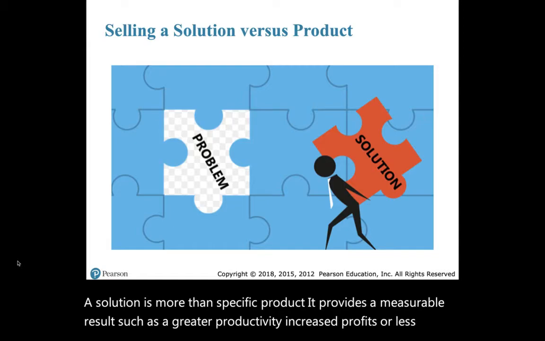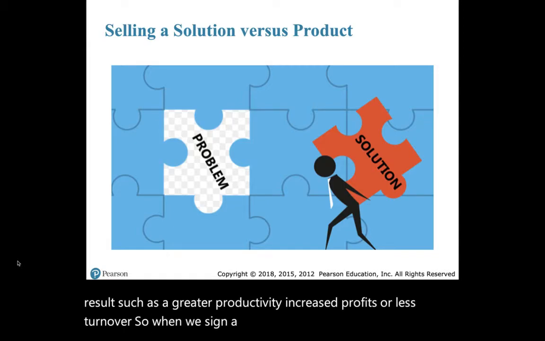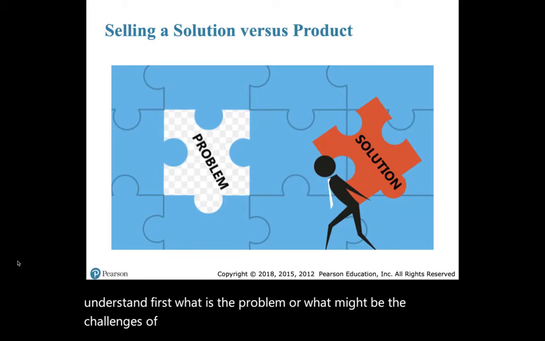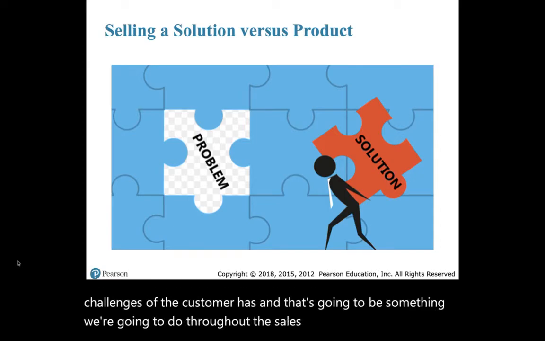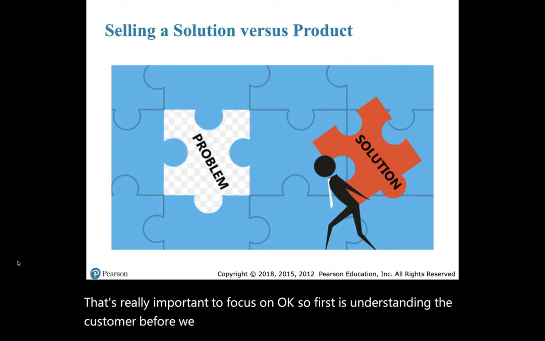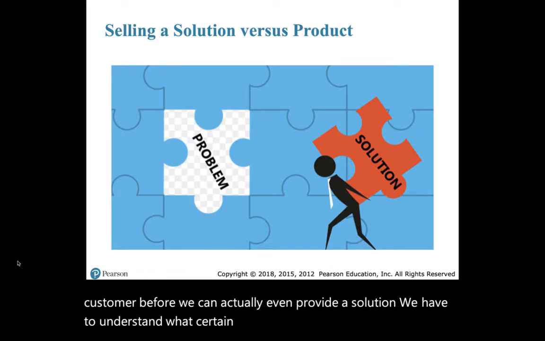So when we're selling a solution, we're really trying to understand first what is the problem or what might be the challenges that a customer has. And that's going to be something we're going to do throughout the sales process. And that's really important to focus on. Okay, so first is understanding the customer before we can actually even provide a solution. We have to understand what certain challenges or problems they might have.